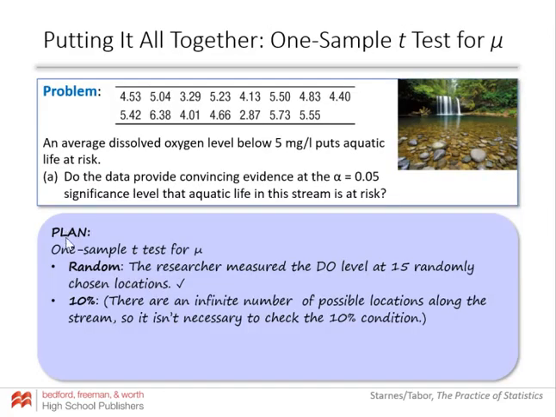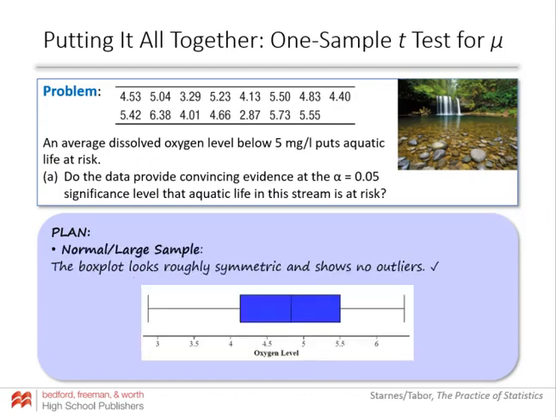All right, so we picked random locations. We were talking about locations along the stream. Like there's no limit to how many locations. If I move my hand over 3 inches, that's technically a different location. So 10% we're good. And then we draw the graph. There's no outliers. It's almost perfectly symmetric, so we can meet that condition.